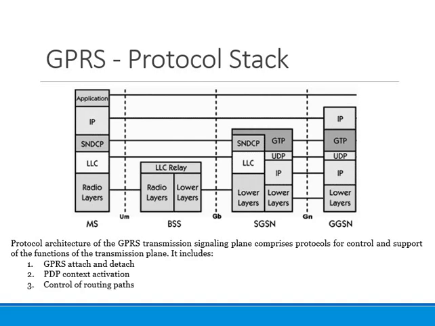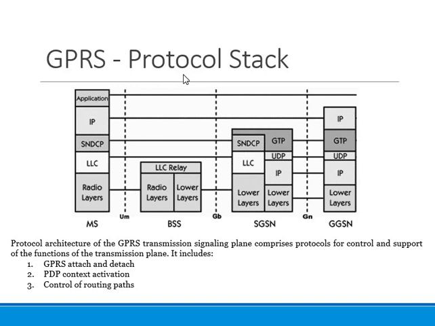The protocol architecture of the GPRS transmission signaling plane comprises the protocols for the control and support of the functions of the transmission plane. It includes GPRS attach and detach, PDP context activation and control of the routing path. So this is the flow of the GPRS protocol, and the end-to-end message from MS to GGSN is displayed in this figure. The GTP is the protocol used between the SGSN and GGSN using the Gn interface. This is a 3-layer tunneling protocol.